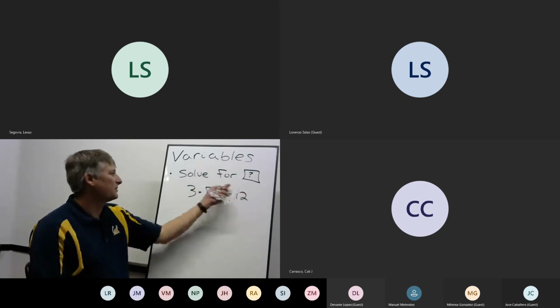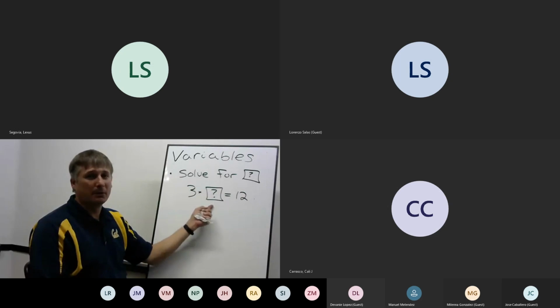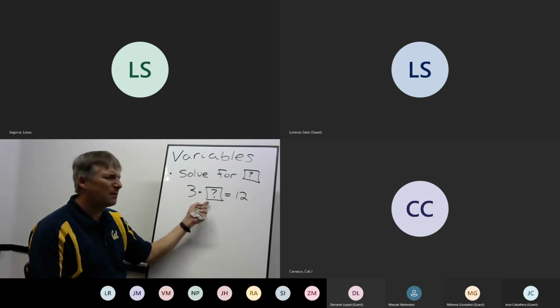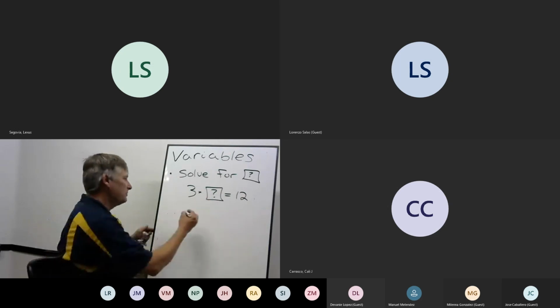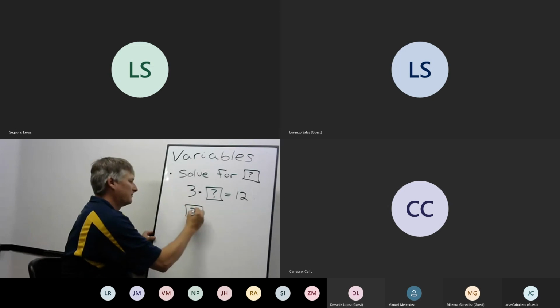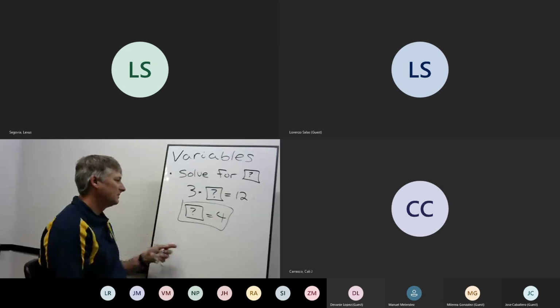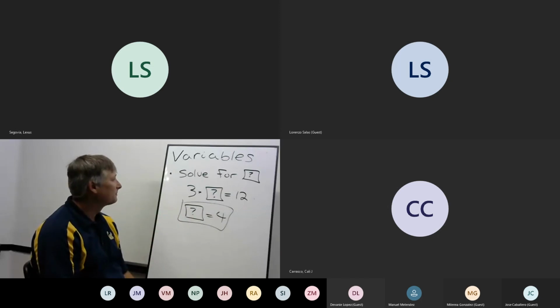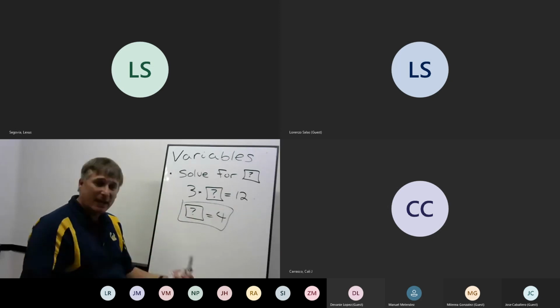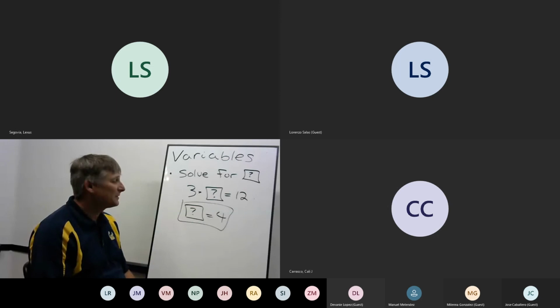So we're going to solve for this. This 3 times some number, and that's the clue that we have, it's a number, gives us 12. And we saw this earlier. The variable is 4. So we discover the variable. So that's what a variable is. That's the idea.